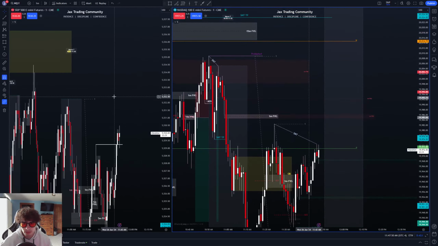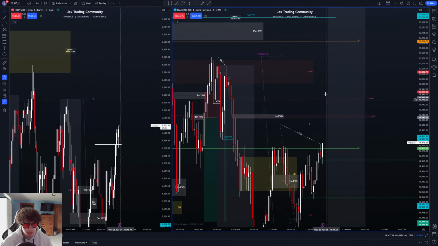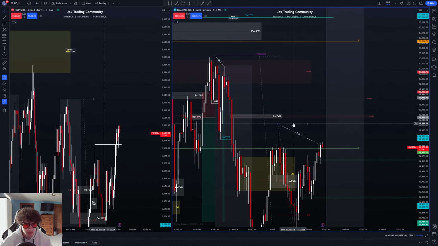Another thing is that if you look at here, ES is kind of close to taking this high. NQ is a long ways to taking this high up here. So we could also just keep going higher. If we take out this high on NQ, most likely we're going to create an SMT with this high.